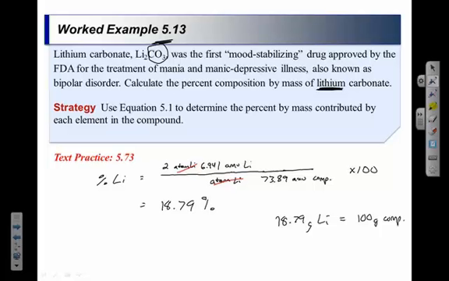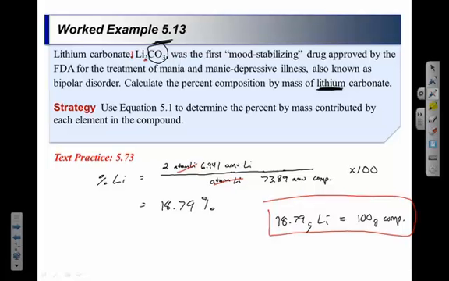So that's another nice thing about calculating this percent composition: I can use it as a relationship. So I already have the mole relationship. If I want that, that's already here, right? 2 moles of lithium for every 1 mole of the compound. That's given in the formula. But that doesn't tell me the mass relationship. So if I want that, I need to do the percent mass.